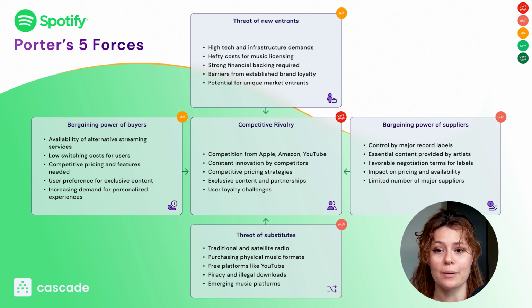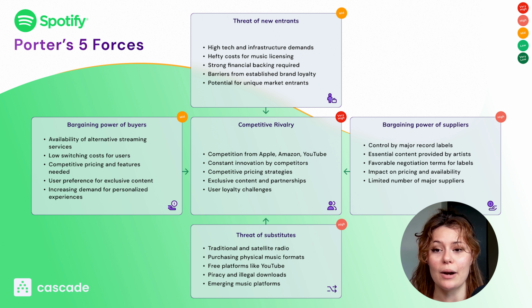Next, we have the bargaining power of suppliers, which in this case are the record labels and artists. Their power is pretty high since they control the music that streaming platforms like Spotify need. Major labels like Universal, Sony, and Warner can negotiate terms that favor them, affecting pricing and music availability.